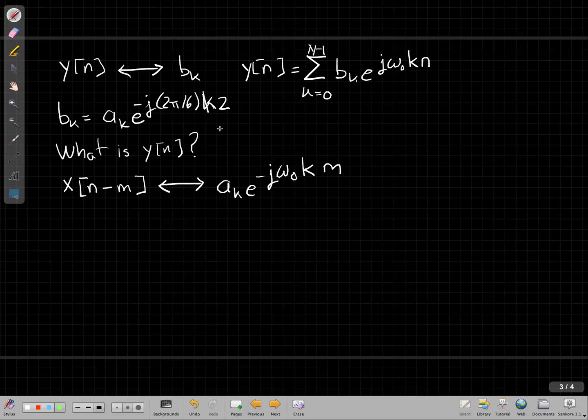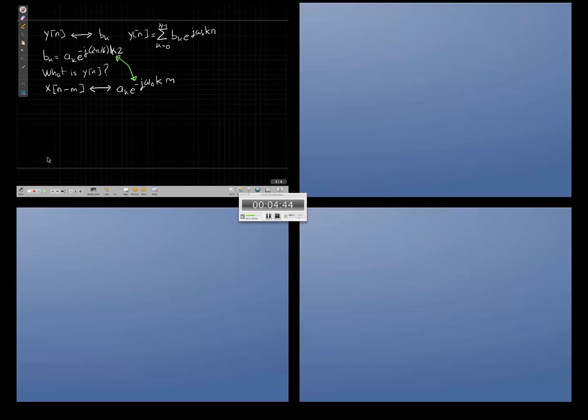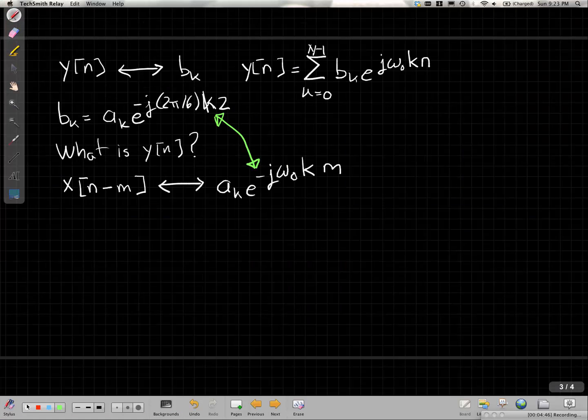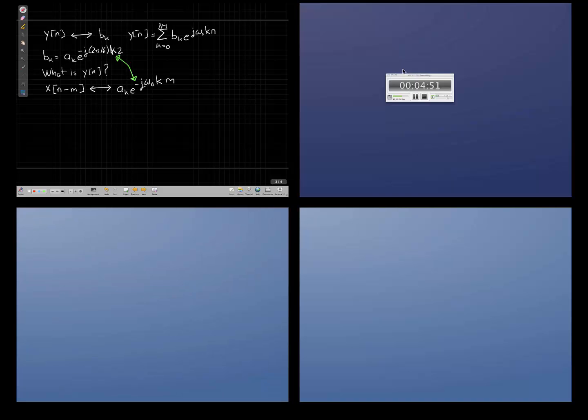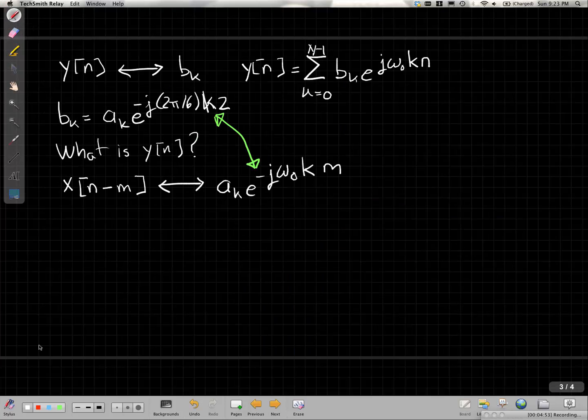If I start comparing these two right here, then I see a lot of similarity. This is the property I've used. By multiplying by this exponential, I've shifted in time. I just need to work out how much. The next step, if it's not immediately obvious to you, is to compare the exponents to figure out what the shift of m is.